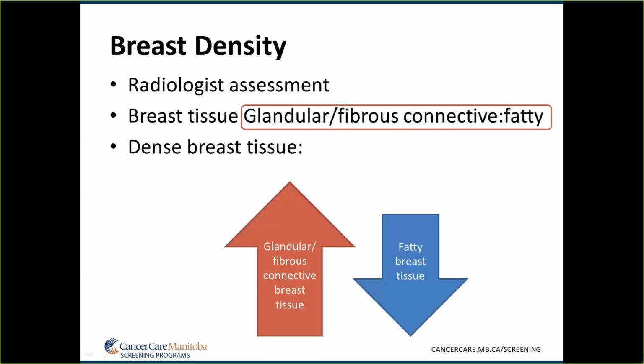So first of all, what exactly is breast density? Breast density is a radiological term. It's not the usual scientific term of density. In radiology, density refers to the whiteness displayed on a mammogram. The term in part indicates the relative quantity of glandular and fibrous connective tissue to fatty tissue.